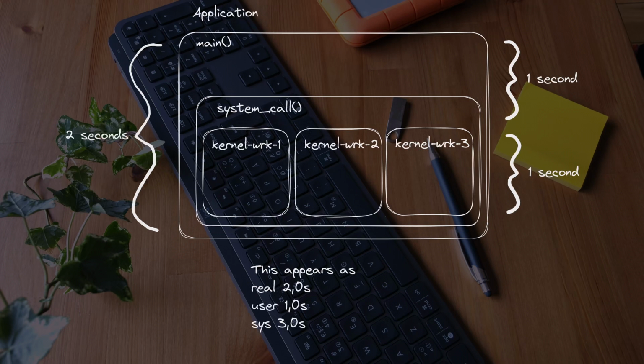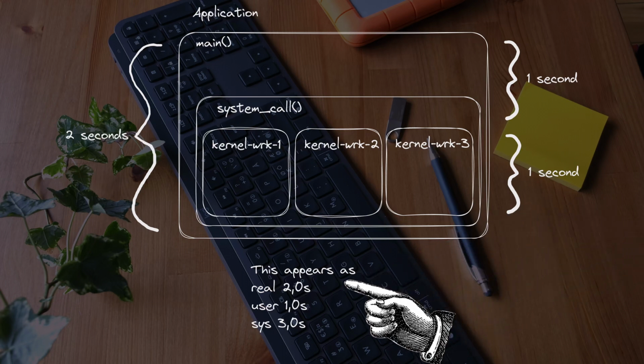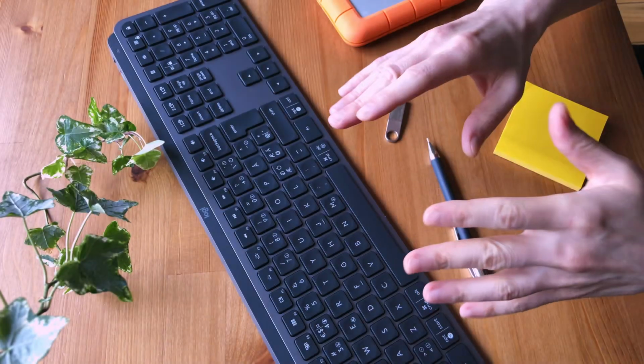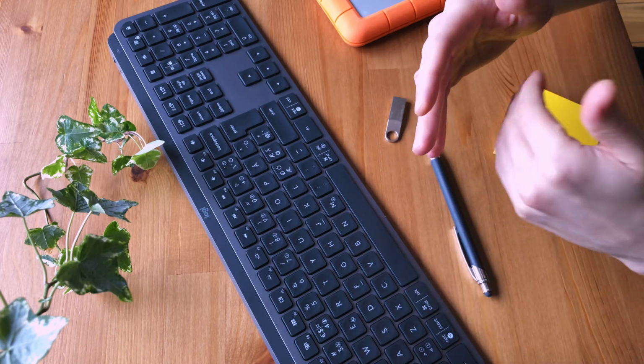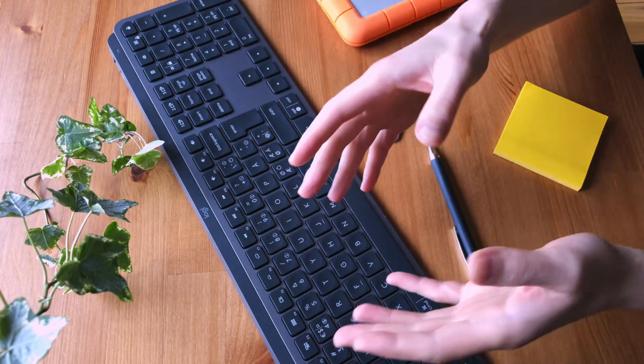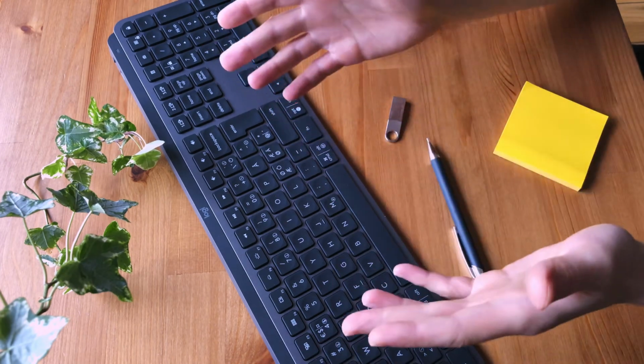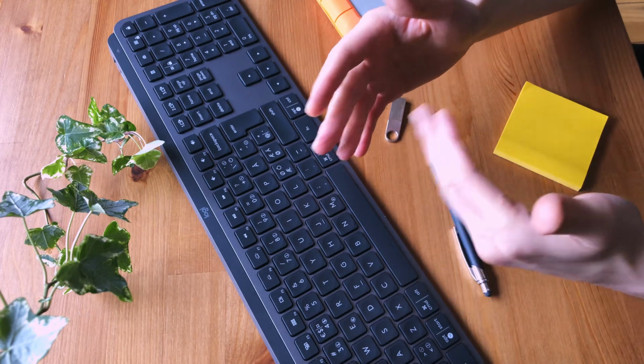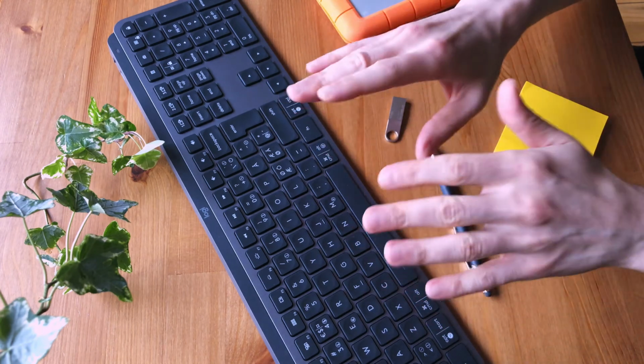Compare that to a process that starts, runs for 1 second, goes into kernel mode and spawns 3 threads, which run in parallel, each for 1 second, then exits. That process would be reported as 2 real seconds, 1 user second, but 3 system seconds. That's how the time command can report a system time that is longer than the real time. In practice, processes switch between kernel and user space all the time, so the values time reports are cumulative. But you get the idea.